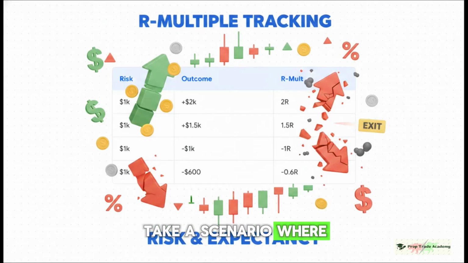Take a scenario where your initial block, your risk, is $1,000. You take the trade and you make $2,000. That means you doubled your risk block. That's a 2R win. Awesome. Now imagine another trade. You risk $1,000 and make $1,500. That is a 1.5R win.